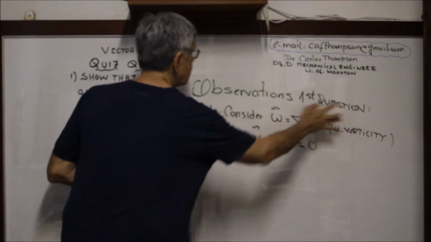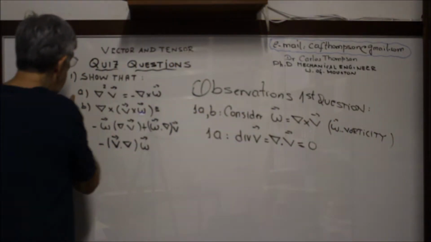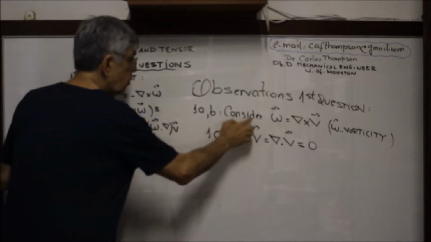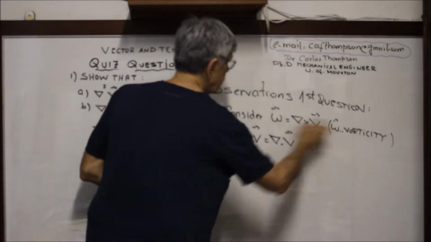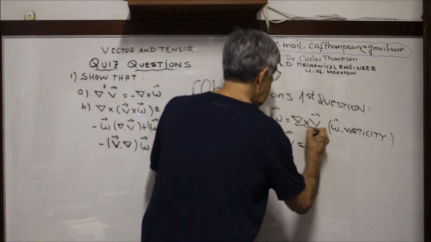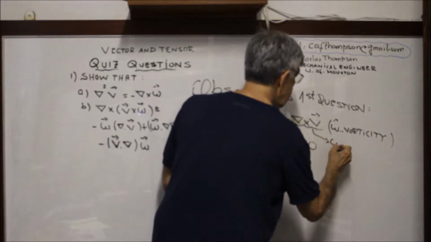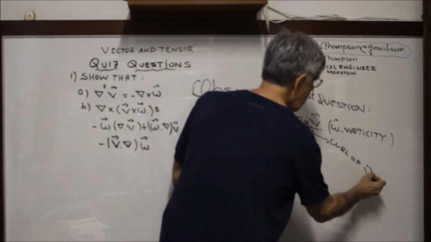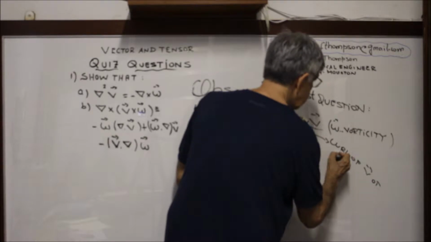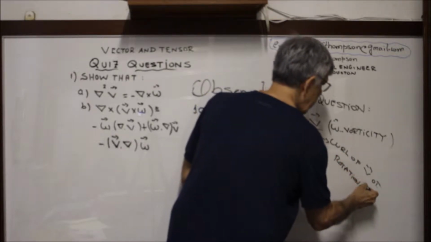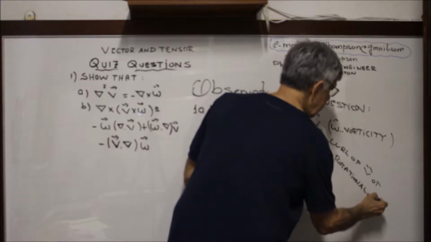Observation about the first question over here. Items 1A and 1B: consider the vorticity vector is equal to the curl of V. You see, this is a curl of vector V, or rotational of V.